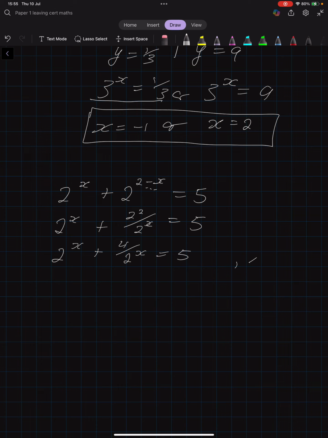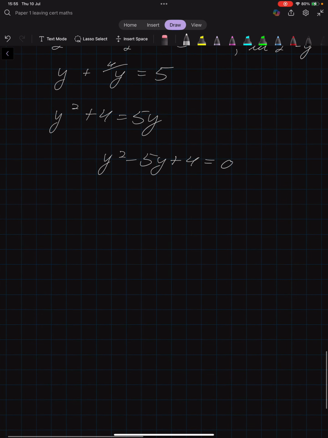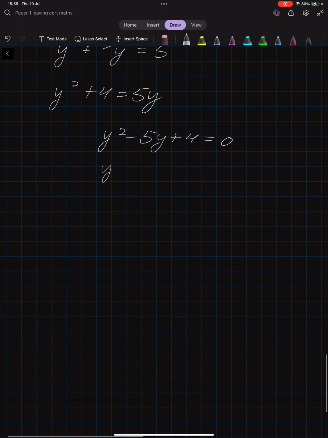Now I can multiply everything by 2 to the x. Or first I'll say let 2 to the x equal y. So it's y plus 4 over y equals 5. Now I can multiply everything by y and get y squared plus 4 equals 5y. So y squared minus 5y plus 4 equals 0. So you get y and y. Again, this is plus, which means the signs of these are the same. This is minus, and therefore both of them have to be minus. So this is just 4 and 1.